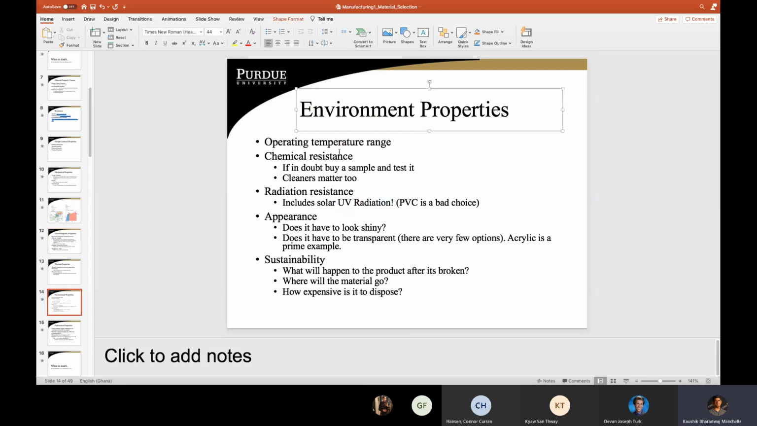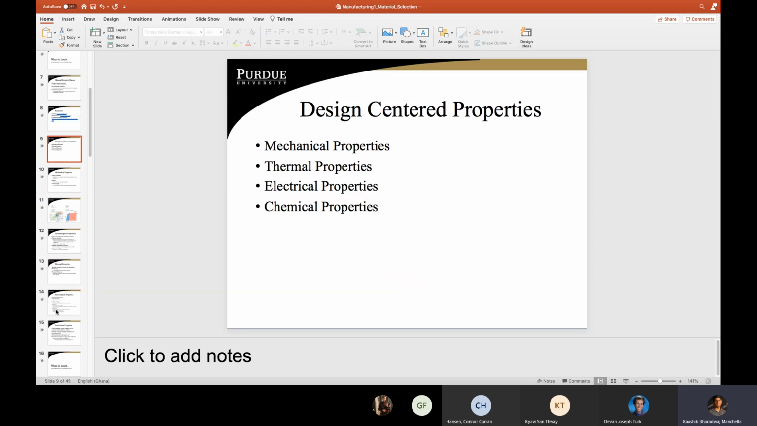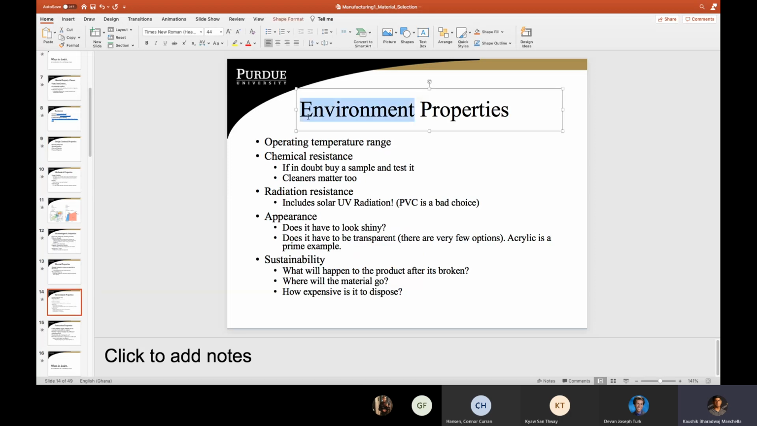And yes, like I mentioned, we went through design-centered properties, and now environment properties is basically the environment that, once manufactured, your product is going to find itself in. Again, operating temperature, chemical resistance, radiation resistance.